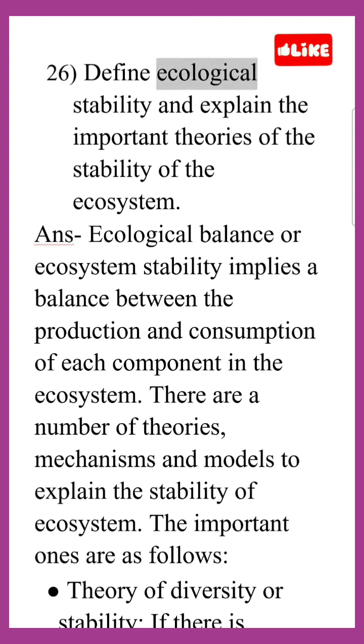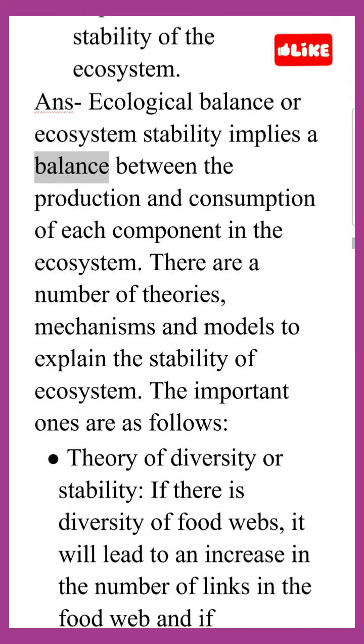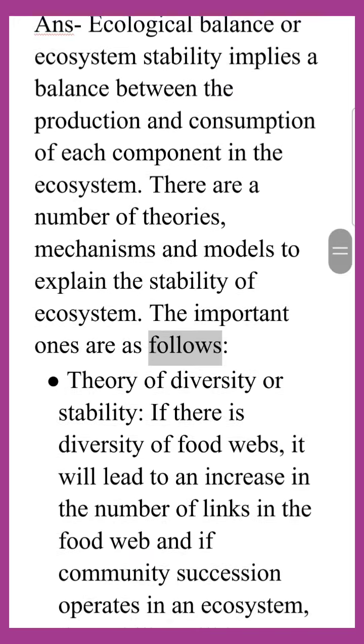Define ecological stability and explain the important theories of the stability of the ecosystem. Ecological balance or ecosystem stability implies a balance between the production and consumption of each component in the ecosystem. There are a number of theories, mechanisms, and models to explain the stability of ecosystem. The important ones are as follows.